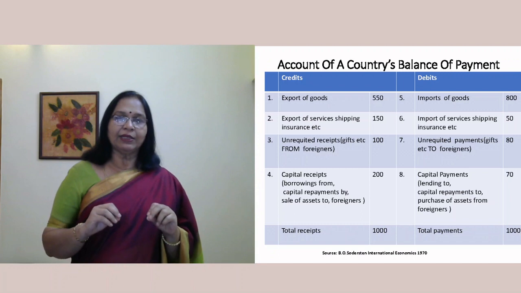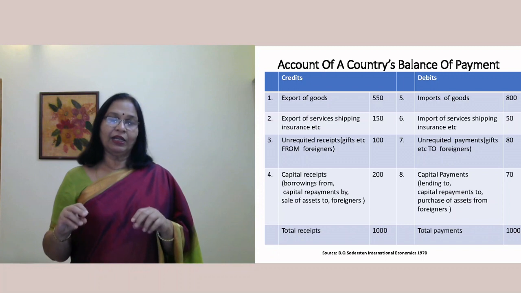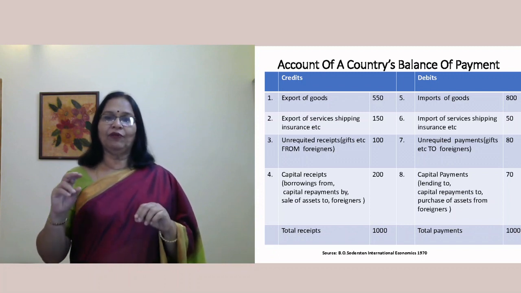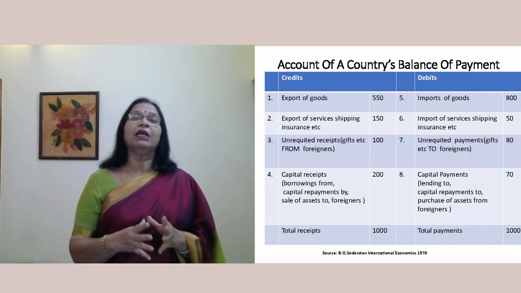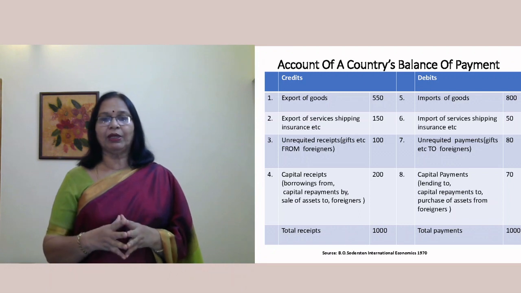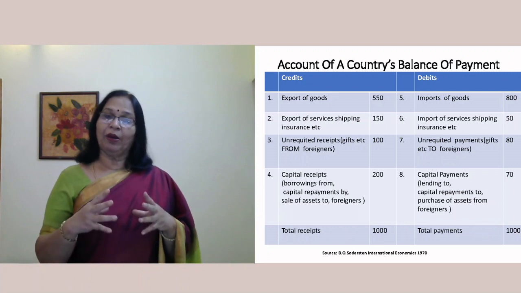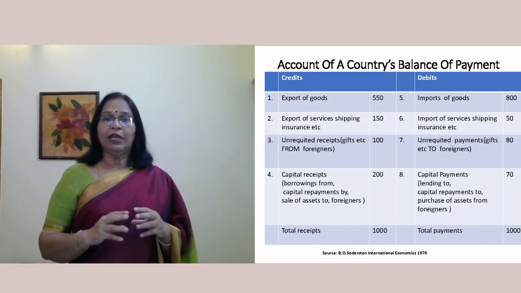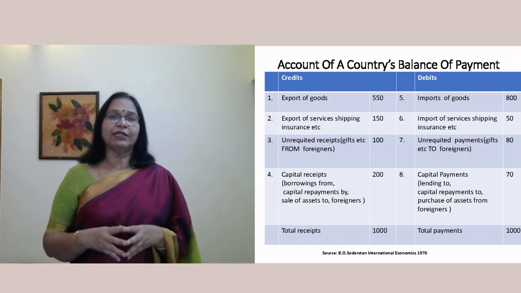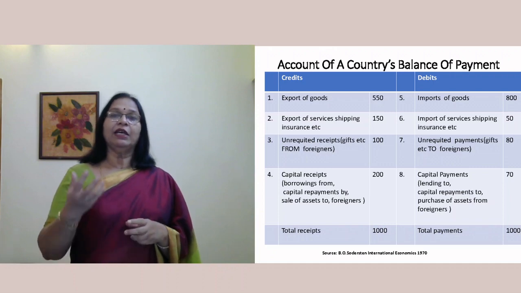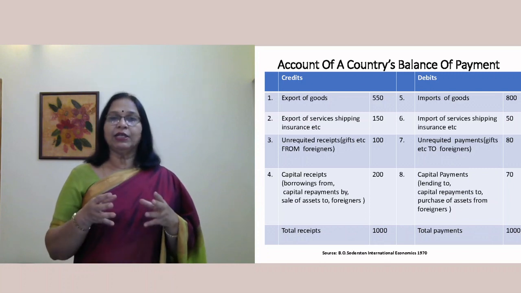Now, let's look at item number 4 and item number 8. These are different from items 1, 2, 3, 5, 6, and 7. Item number 4 is known as capital receipts. So, what are capital receipts? These are borrowings, capital repayments by foreigners, and sale of assets to foreigners. In any of these cases, we are getting a receipt for the activities that we are doing for the long term. So, these are capital accounts.